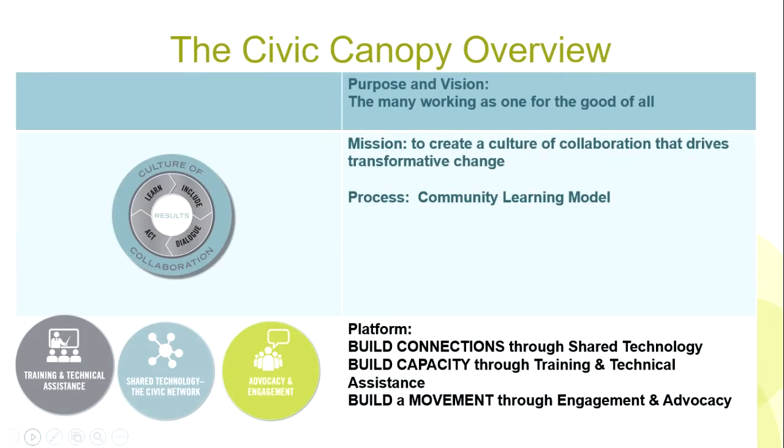And then we have this 3-platform approach, which are the 3 circles at the bottom, where we're moving towards providing training and technical assistance, building a shared technology platform, and diving into the arena of advocacy engagement, all of that in the near future. But the circle above those 3 is our culture of collaboration model. In this model, we employ it when we're looking at how we develop contracts and how we design the process of meetings. And you can see in there, there's learn at the top on the left, and then we move to include, dialogue, act, and results.